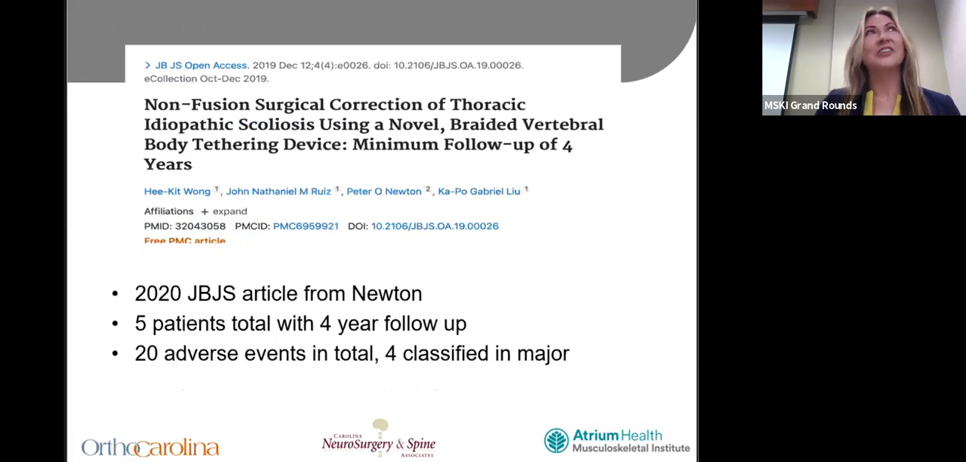Again, continue to follow Newton. He is keeping us up to date. In 2020, he followed 5 of his patients, and overall within 4 years, they had 20 events that he would call adverse events. Only 4 were called major events, but these included things like pneumonia, curve progression that required fusion, and overcorrection of their original curve past 10 degrees.